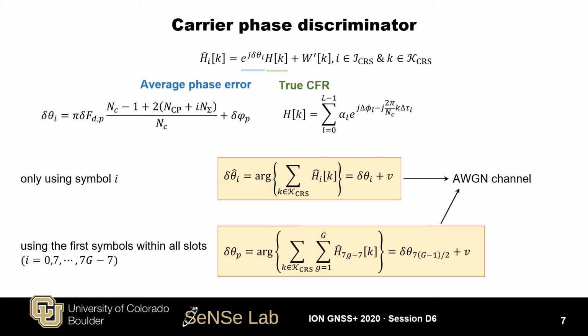In the previous slide, I mentioned that the CRS is only transmitted in the first and fifth symbols within each slot. This slide shows the expressions for two cases, one using only a single symbol, and the other using the first symbols within all slots for an updating interval. And the results in an additive white Gaussian noise channel are also provided. We can see that the measured carrier phase error depends on the used symbol indices, which implies different phase averaging time. But for multipath channels, due to the involvement of all the multipath signals, there would be a bias in the discriminator output.